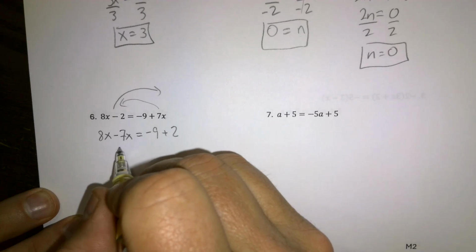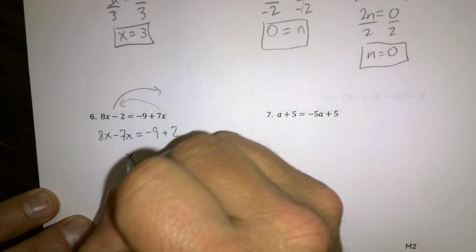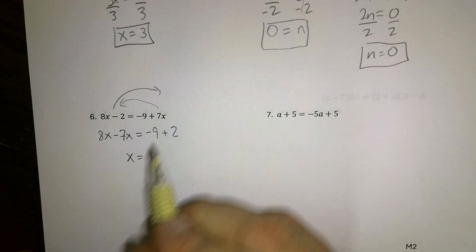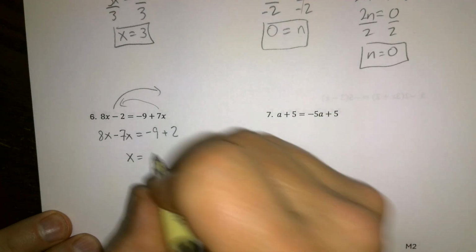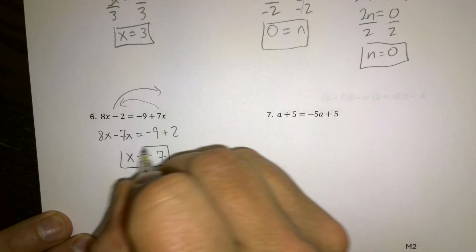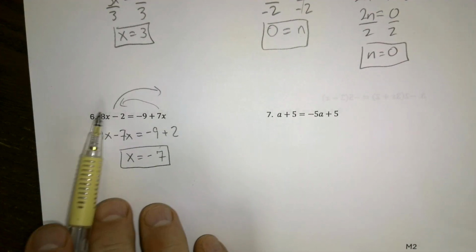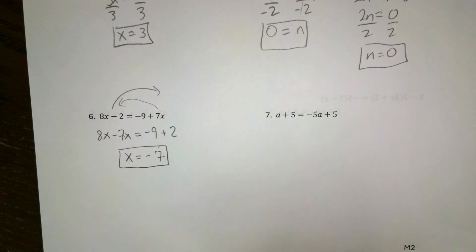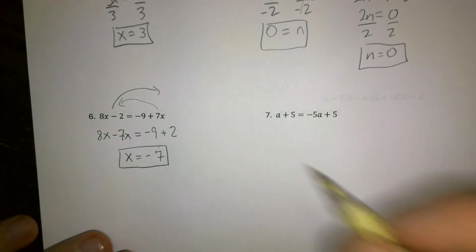Here we have a war. Positives win by 1, so we're just left with 1x. You don't have to write the 1. And then we have a war here. Negatives win. There'll be 7 negatives left over. So -7 is that answer. Once again, plug that -7 into this side and then do the same thing on this side. See if you get the same value. If you do, then you know you did it right.